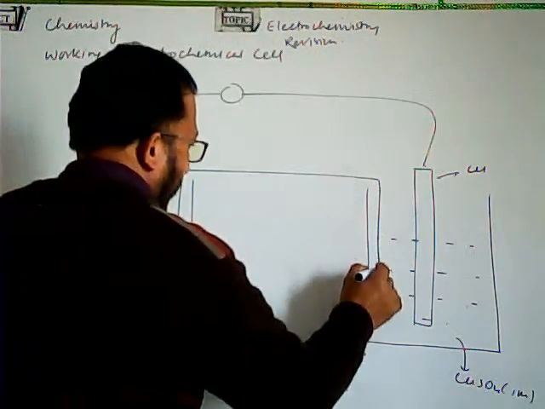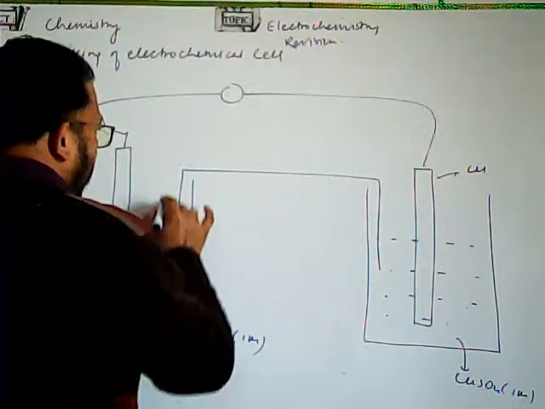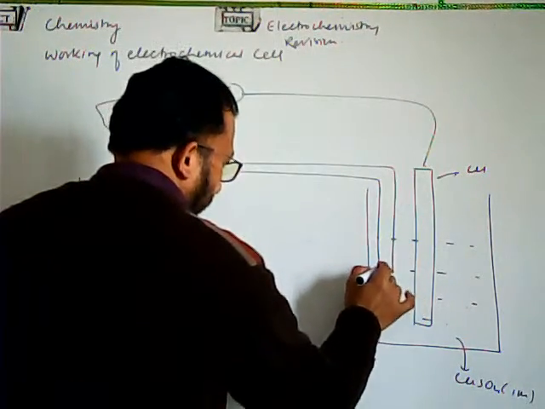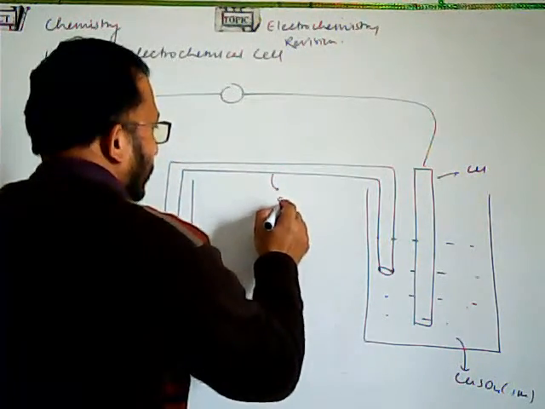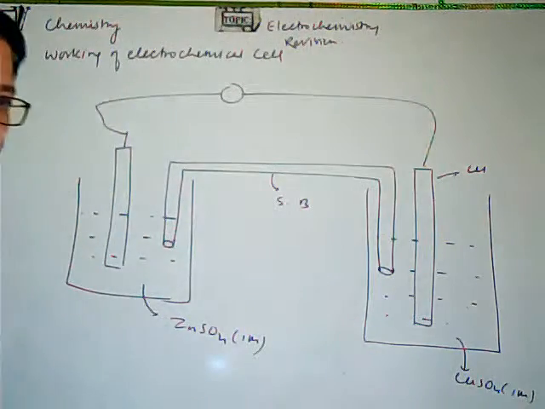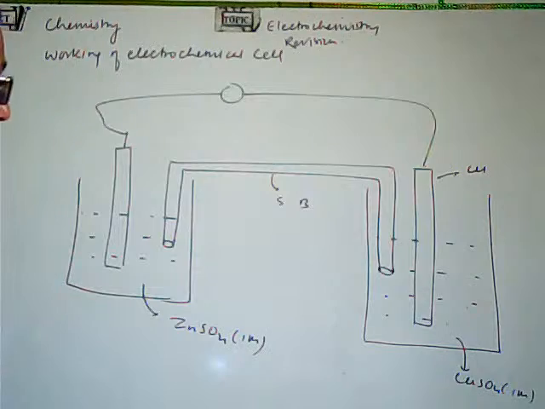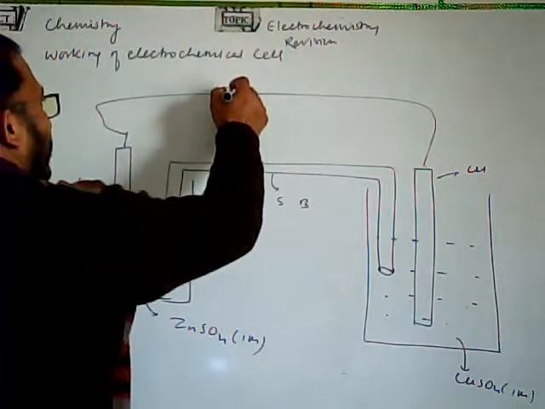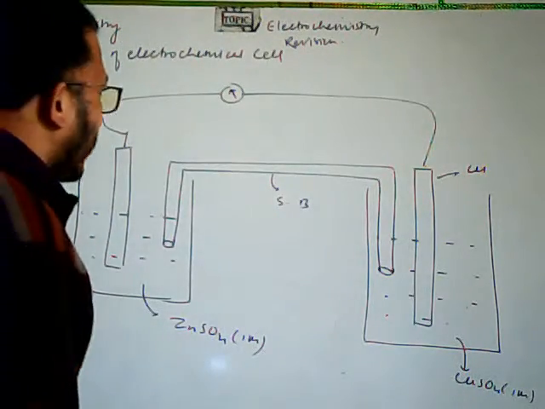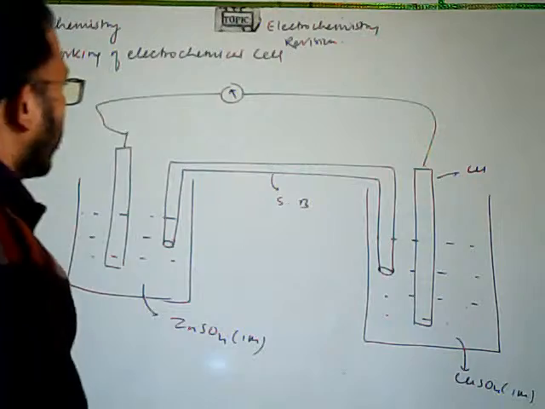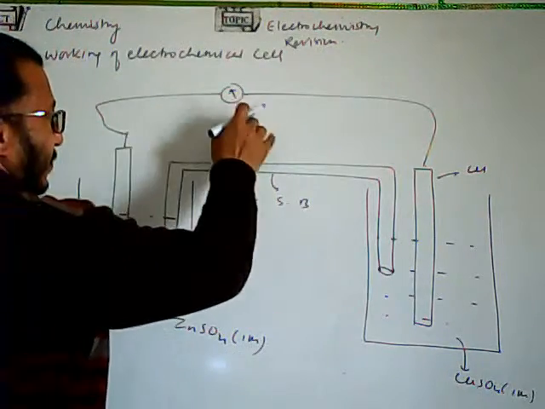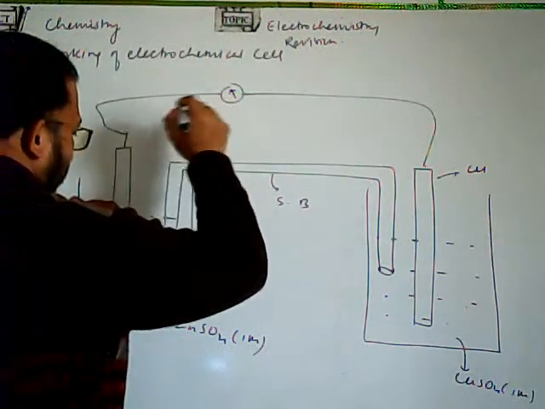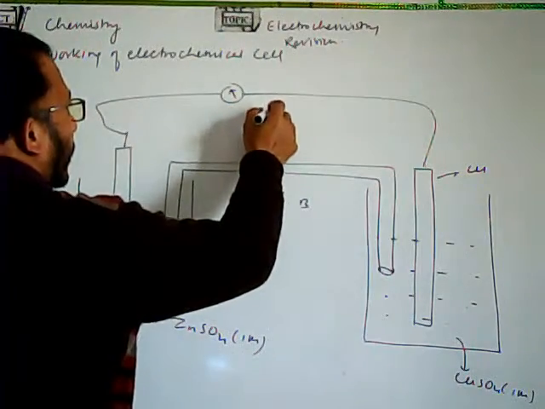The oxidation half cell and reduction half cell are also connected through the salt bridge. Now, in this case, the deflection will be seen, and the voltage that we get here is 1.10 volt.